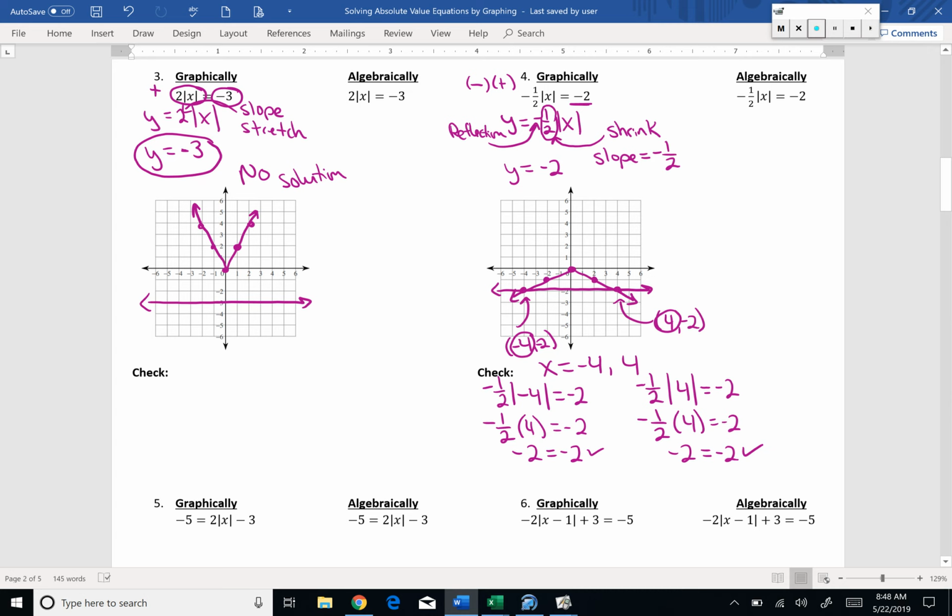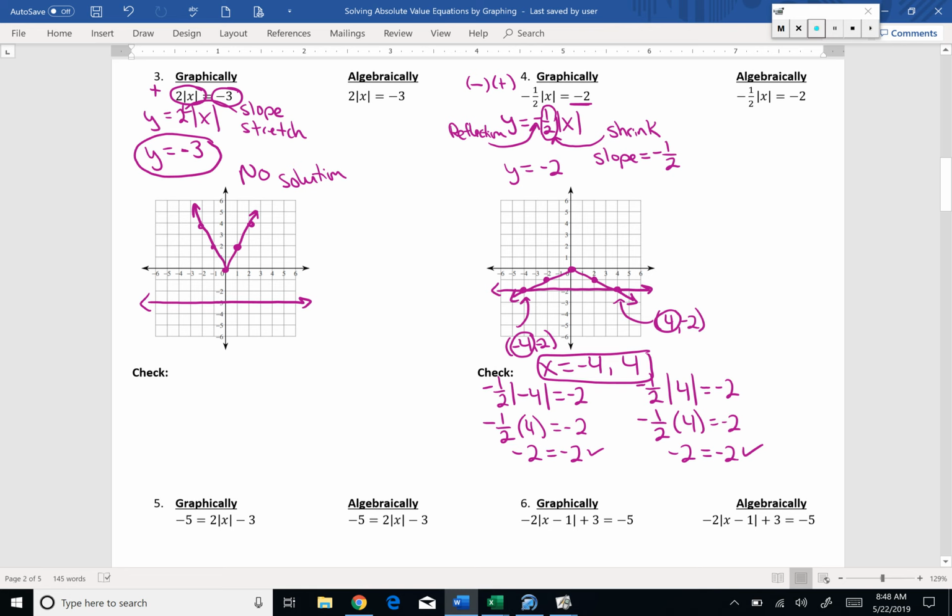Now, oftentimes at this point, sometimes I'll get the question, so do I need both of those answers? Yeah, you need both. Both of them work. When we solve an equation, we want to find every single solution we can. So every single value for x that will make that equation true, that will make the left equal the right.